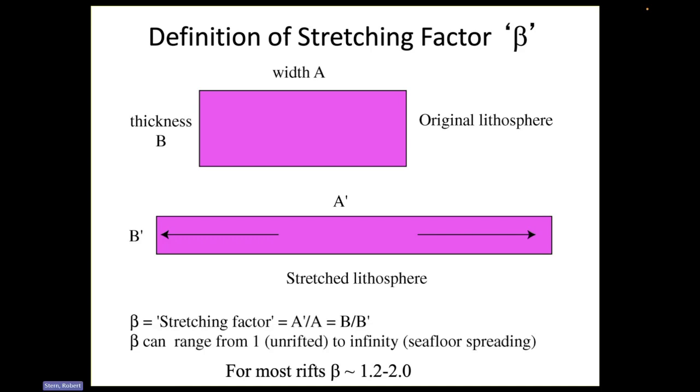So beta can range from 1, which is unrifted, to infinity, which is seafloor spreading. Because seafloor spreading, you're not stretching existing lithosphere, you're creating new lithosphere, right? But for most rifts, where they've worked out the beta, the extension factor, the stretching factor, beta ranges between 1.2 and 2. Does anybody know why we don't have rifts with an extension factor, a beta greater than 2? Anybody want to venture a guess?